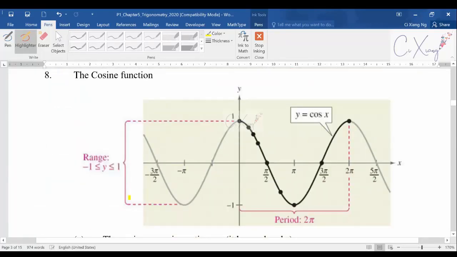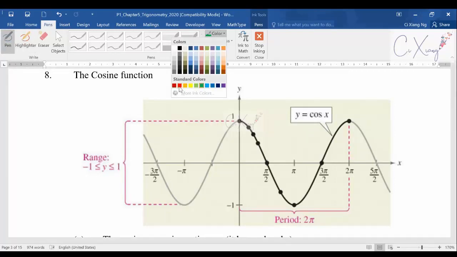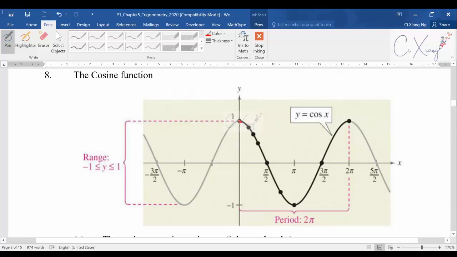The next graph is the cosine graph. It is a bit different from sine. You'll see that the very first value they start from is 1, at (0, 1). Then the graph goes down and comes up again. If you look at the range, the highest value for the graph is 1 and the lowest value is negative 1. Therefore, you can still say that the range is from negative 1 until 1.